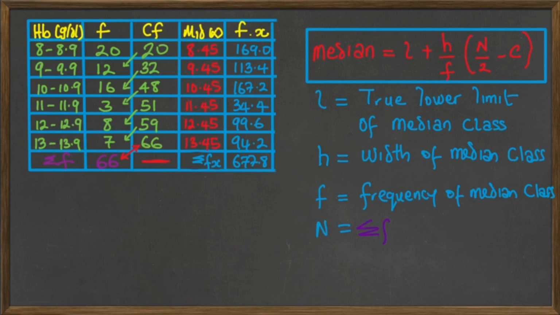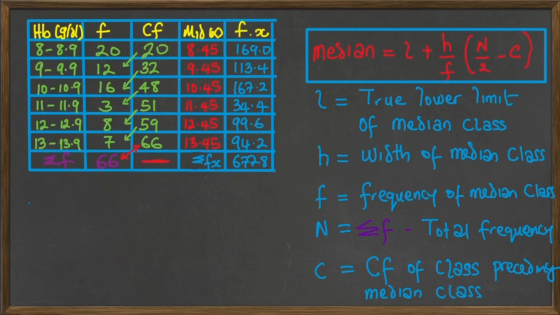And so our N is the summation of the frequency, which is the total number of individuals. And the C that you have here is the cumulative frequency of the class before the median class. So if you have a class before the median class, the cumulative frequency of that class. Now, if you're able to write down the formula correctly and are able to identify all the different parts of the formula, then you're already well on your way to success.